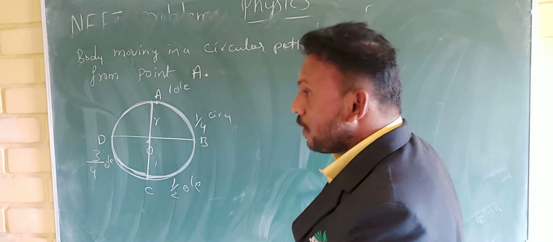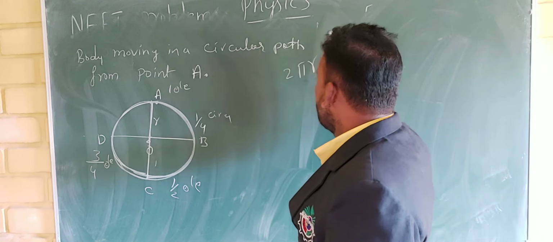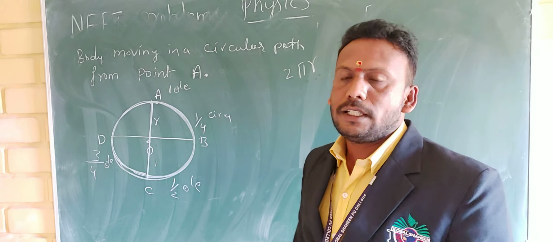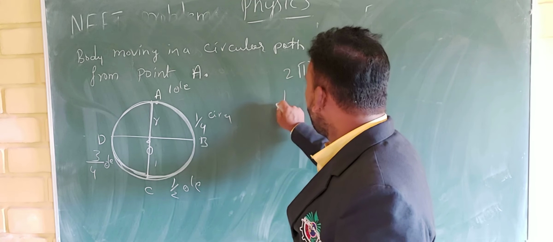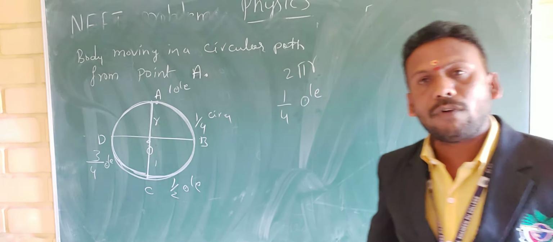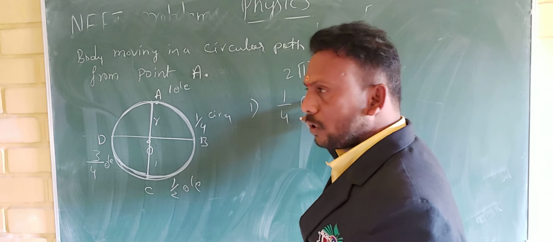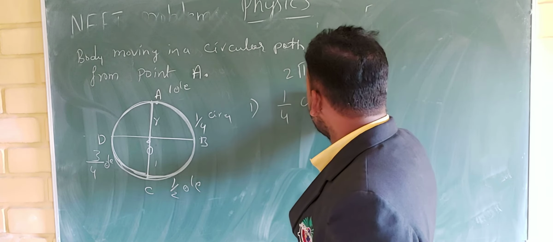We know that the total circumference of the circle is 2 pi r. For 1/4 of its circumference, what is the distance and what is the displacement? First, 1/4 of its circumference.